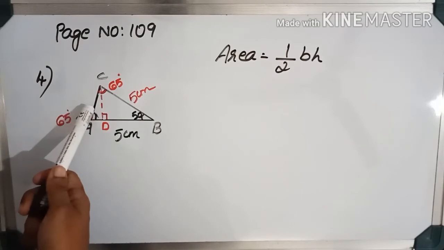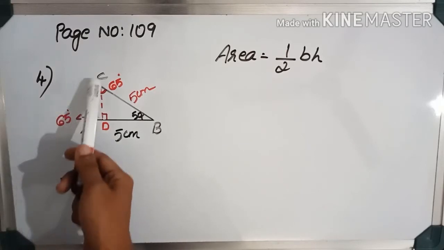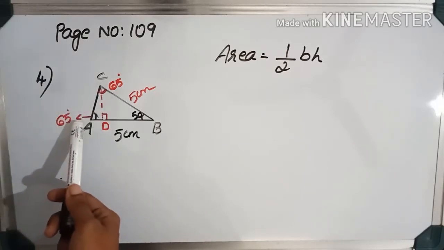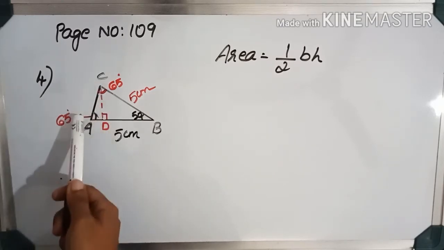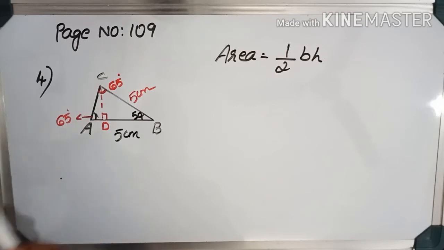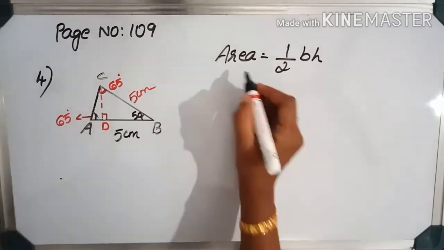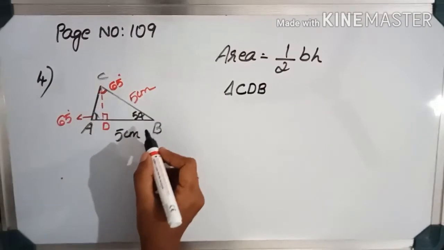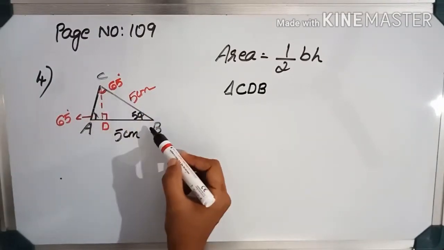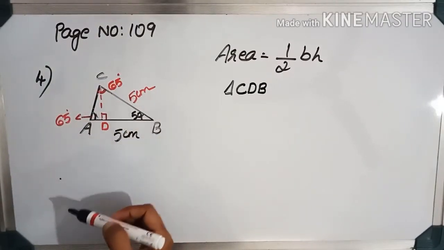So check this triangle, triangle ACD. Here angle we have 65 degree, but complete one side is not given. AC not given, CD not given, AD also we don't know. That means this is not possible. Now let's check this triangle, that is triangle CDB. In this triangle we have one side. Hypotenuse side is given, that is 5 centimeter.